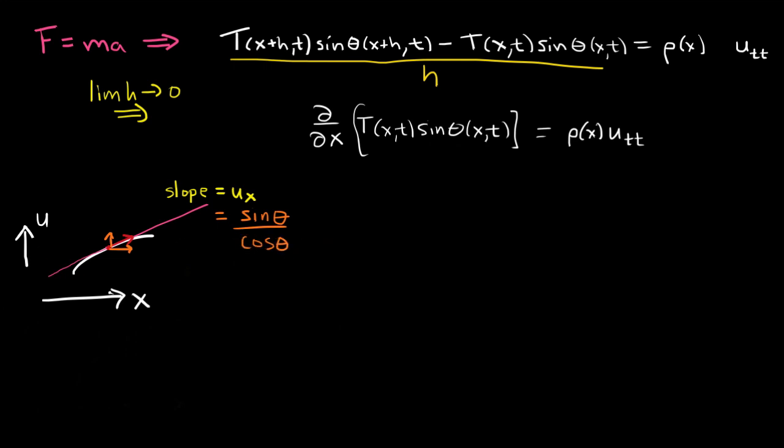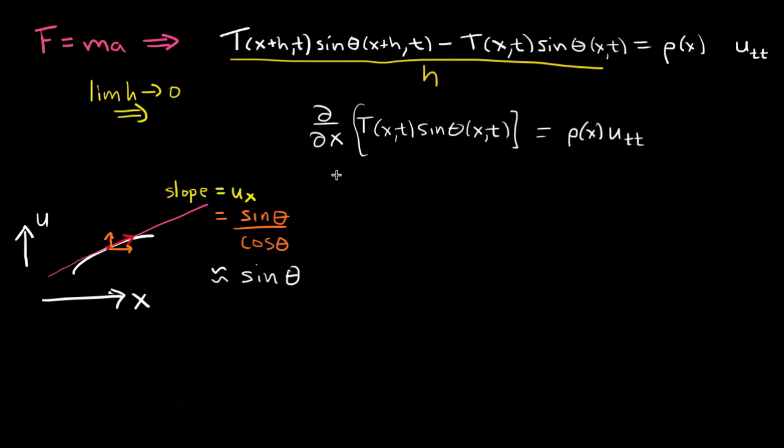Now remember, assumption number 3 was that our vibrations were very small. And if our vibrations are very small, then this little segment is very close to flat. And so the tangent, in other words, the sine of theta over the cosine of theta, is very close to being equal to simply the sine of theta, because the cosine of theta is very close to 1. So sine of theta is closely approximated by u_x under assumption number 3, that the vibrations are very small.